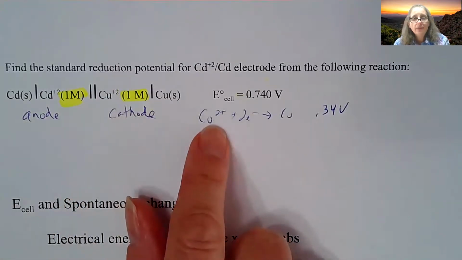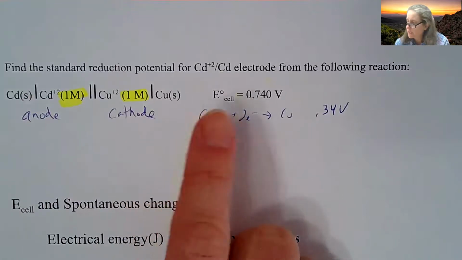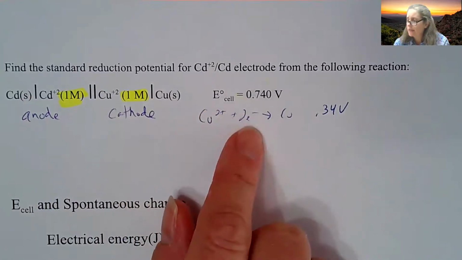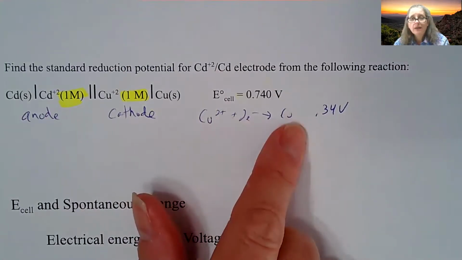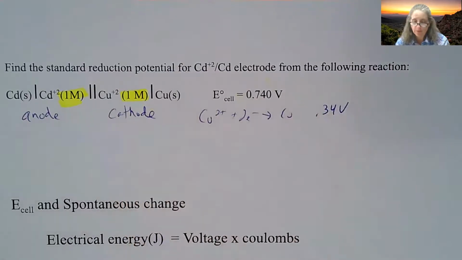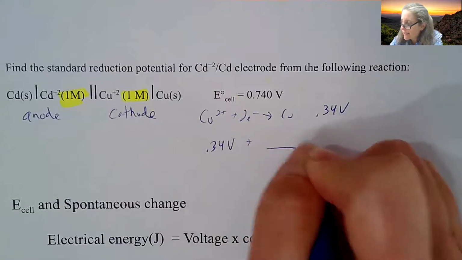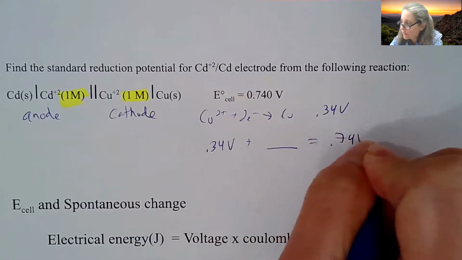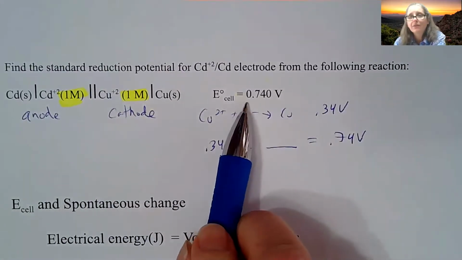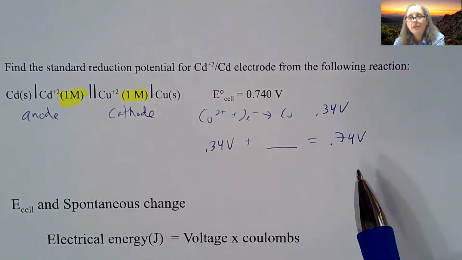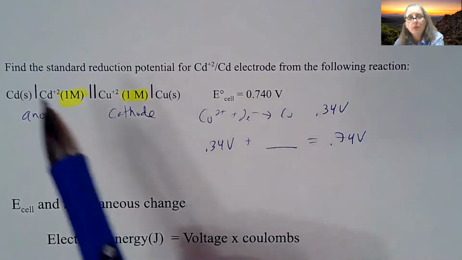So understanding that the cathode is reduction, the cathode is going to be the copper. So that's going to be the 0.34. So you have the 0.34 volts plus something is going to give you 0.74 volts. Again, this is just a different way you might see it on the AP test, so I just want to expose you to that.